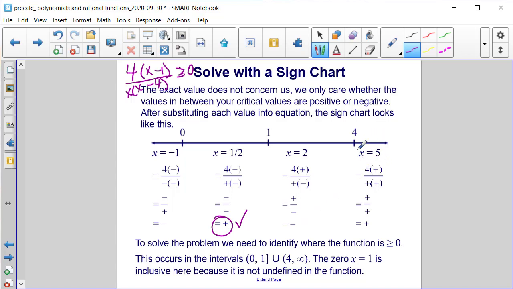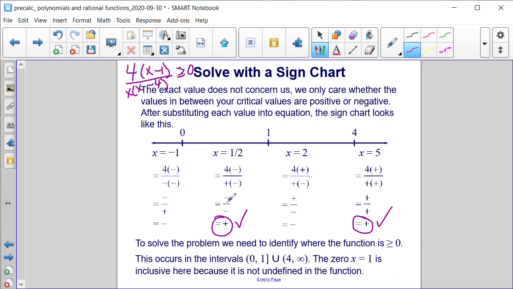Now let's try our last test point, which is x equals 5. 5 minus 1 is 4. That's positive. 5 itself is positive, and then 5 minus 4 is 1. That's also positive. So 3 positives give us a positive divided by a positive, which is positive. This means that the y output is above the x-axis, or the function is greater than 0. So this also works to satisfy our inequality.